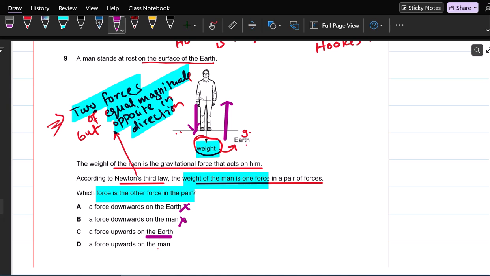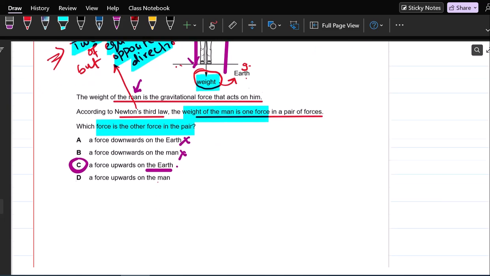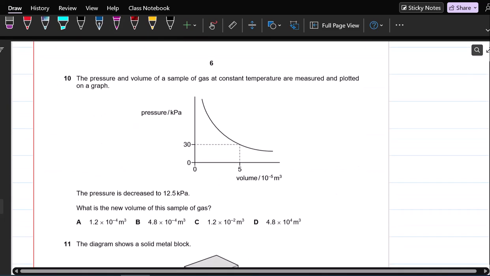This is where Newton's third law is applicable. The weight of the man is one force which is downwards, and the other force which is upward will be on the earth. For these two forces which are in a pair, there must be two objects, not a single object. So C is right. Moving to question number 10.